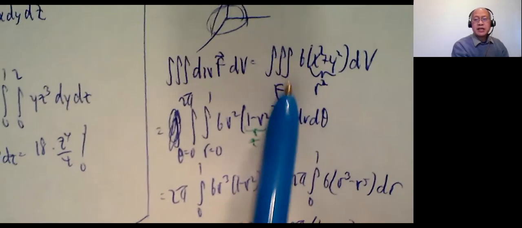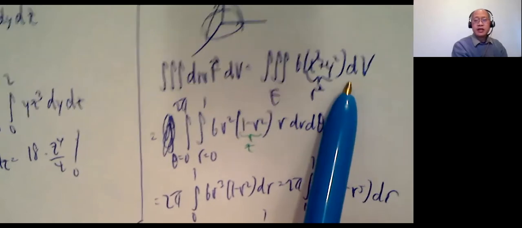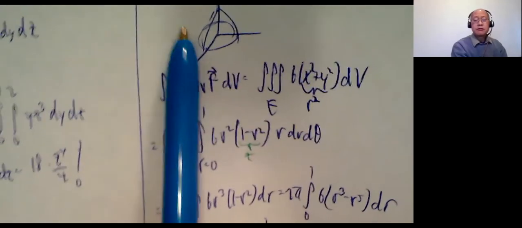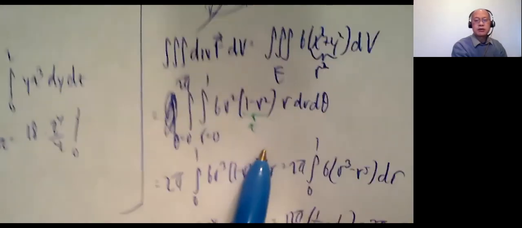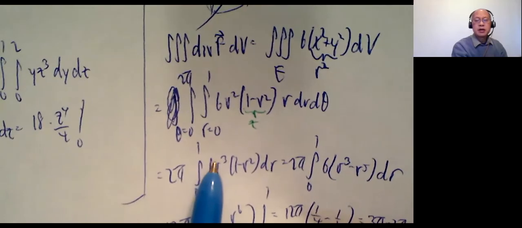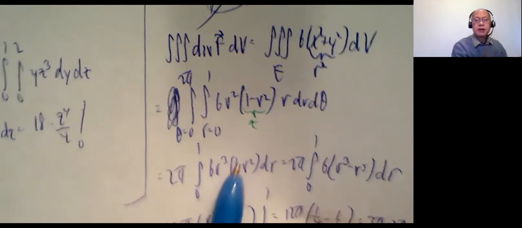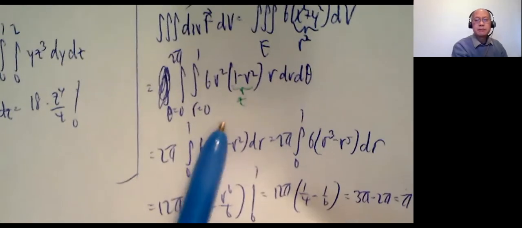Okay, so I'm basically thinking of 6r squared dV. So when you integrate dz, you're finding volume under a surface. The surface is z, 1 minus r squared. Okay, so that becomes 6r cubed times 1 minus r squared, 1 minus x squared plus y squared.